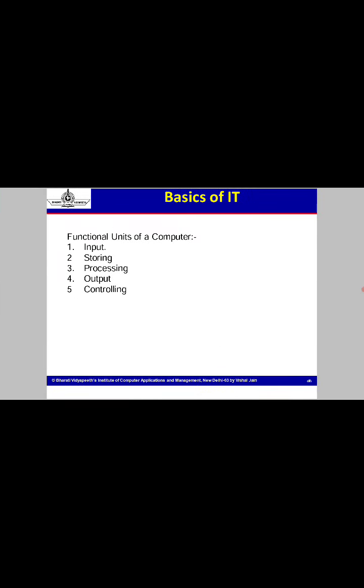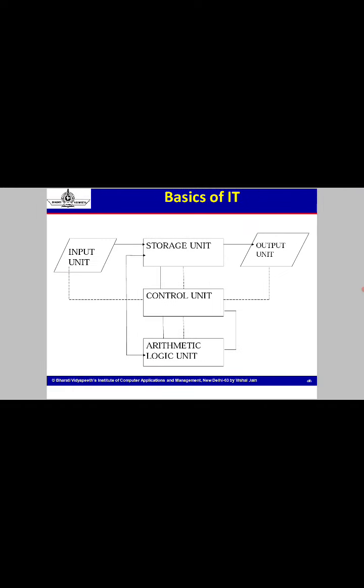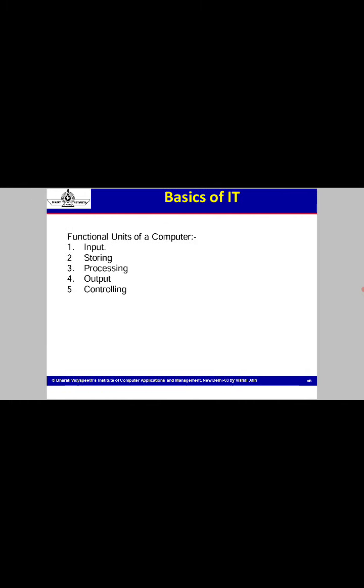So what are the functions or functional units of a computer? How does a computer work? Generally computers have different parts or components. First one is input unit, then storing unit, processing unit, output unit, and control unit. This is the basic block diagram of a computer, or the working or structure of a computer. So the different units are input, storing, processing, output, and controlling.